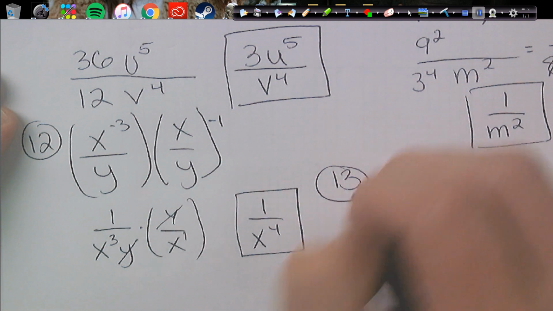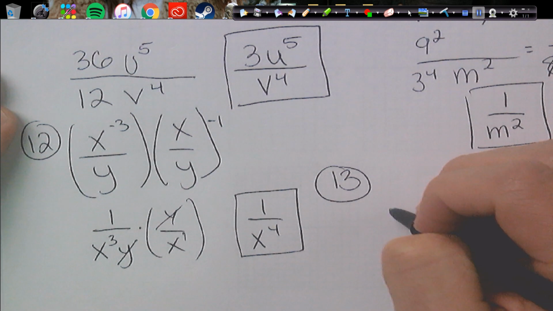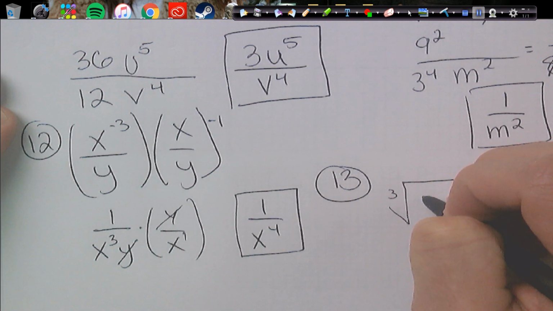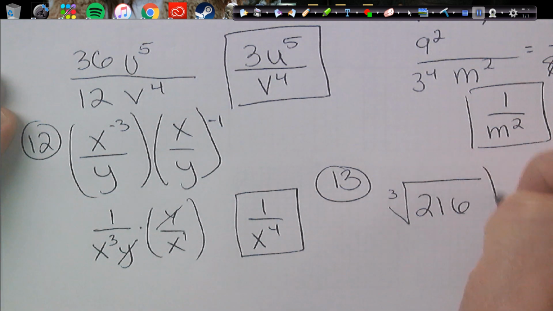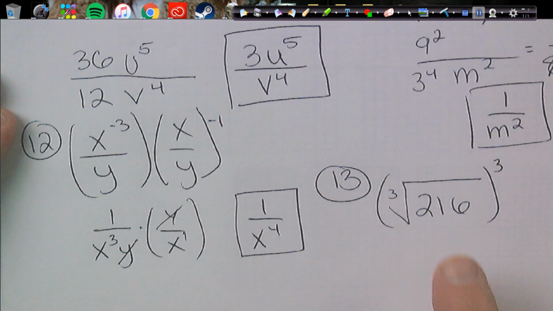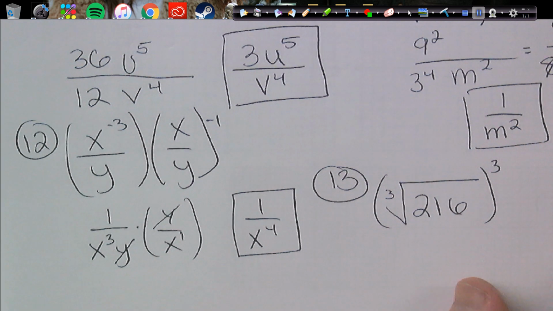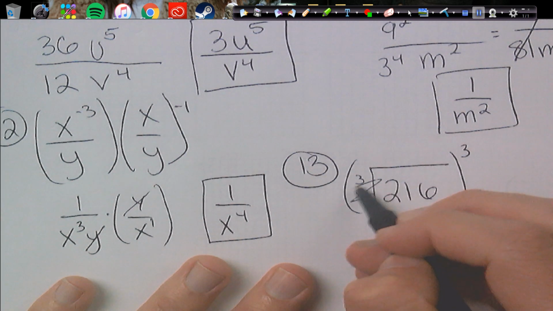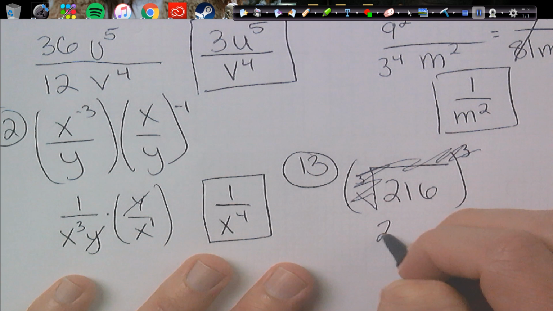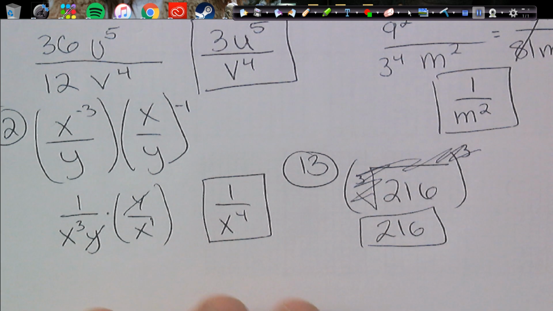Number 13. We get the cube root of 216, and then that gets cubed. Well, if you're taking a cube root and then you're cubing it, those are going to cancel each other out. They're inverse operations. So this all just cancels out, and 216 is your answer. So that one's kind of convenient.